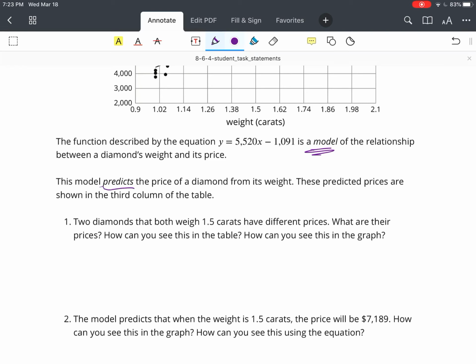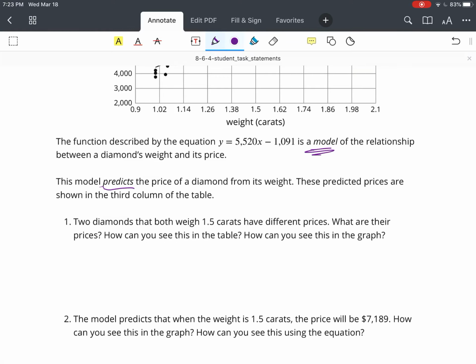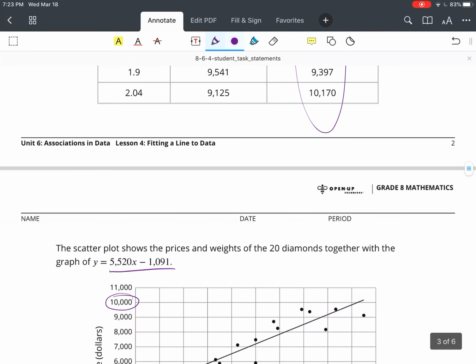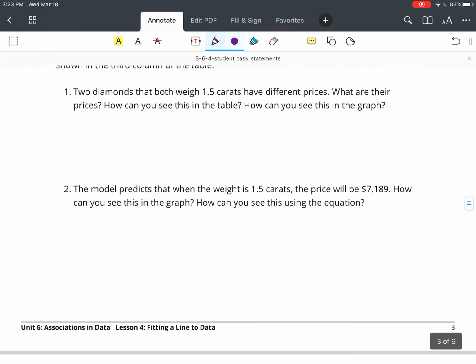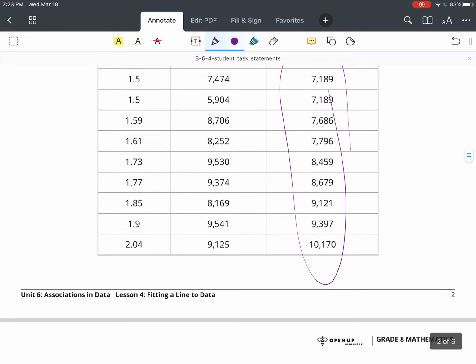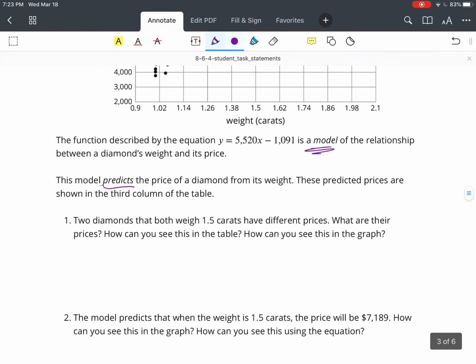This model predicts the price of a diamond from its weight. These predicted prices are shown in the third column. And that's this one up here. That one. Two diamonds that both weigh 1.5 carats have different prices. What are their prices? How can you see this in the table? Well, here's the table. 1.5 carats. Here are their prices. I wonder if you can copy. I don't know how to do that.